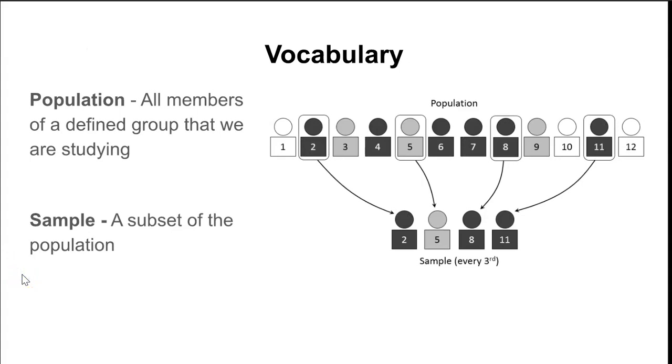When we talk about a population, we're referring to all members of a defined group. A sample is a subset of the population. For example, if the population was all the students of your school, a sample would be a group of students randomly selected from your school.